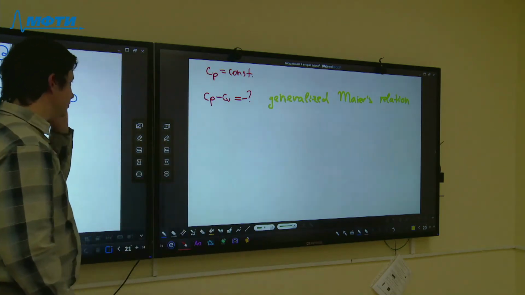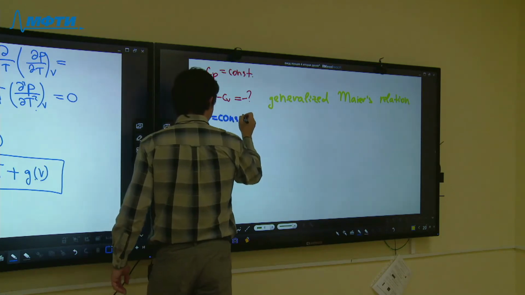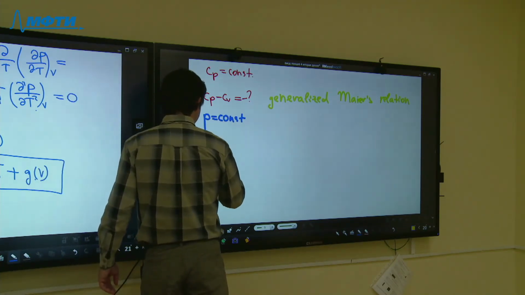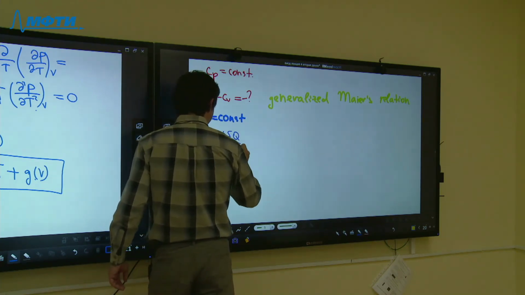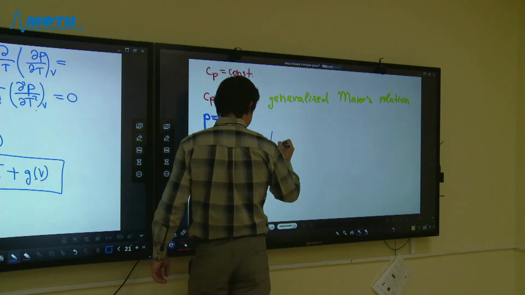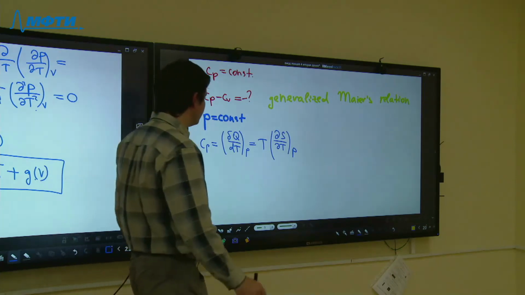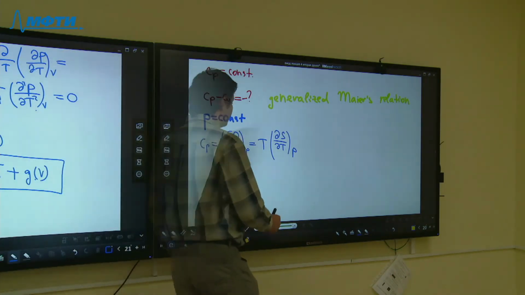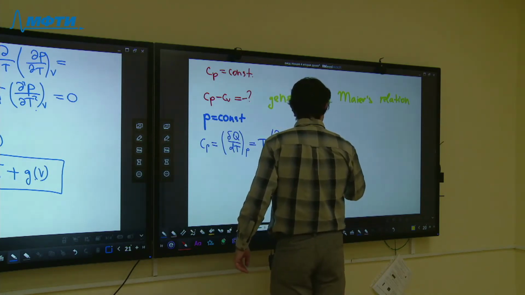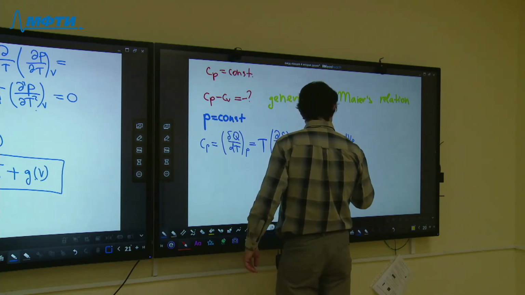So let's derive the difference between Cp and Cv. In order to do this, we need to consider the isobaric process. So let's say that pressure is constant, and we consider this process. Cp should be delta Q over dT at constant pressure. According to the first law of thermodynamics, delta Q is T dS, so that is T dS over dT at constant pressure. But according to the first law of thermodynamics, I can also write it as follows: the change of internal energy at constant pressure plus P dV, also at constant pressure, over dT at constant pressure.